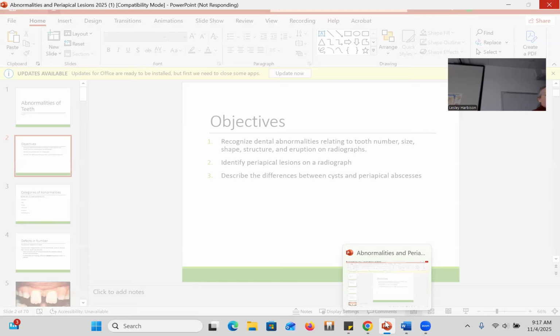So the categories are the numbers, the size, shape, structure, eruption, and miscellaneous. There's a lot of terms in this PowerPoint. This PowerPoint is an easier one because it's pictures and terms, so it's not very hard content to wrap your mind around. Anodontia is the absence of teeth. Hypodontia or oligodontia is partial absence of teeth. Hyper is more, hypo is less. So missing some teeth, but not all.